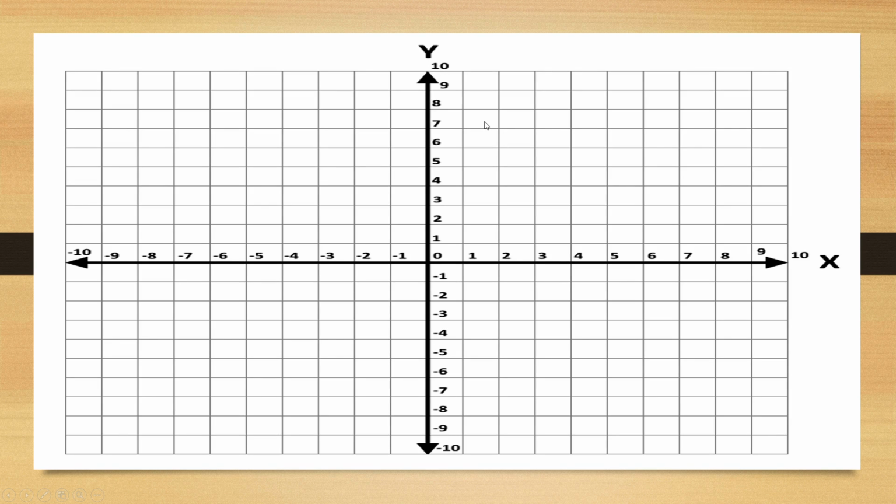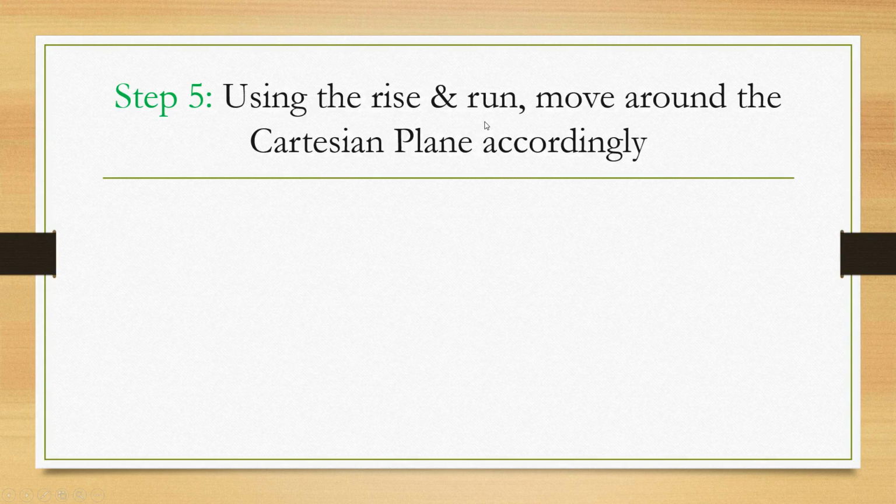Here is our Cartesian plane. Our y-intercept was negative 3, meaning that is where our first point would be plotted. Step 5 is to then use the rise and run and move around the Cartesian plane accordingly. As discovered, our gradient was negative 2, meaning our rise and run was negative 2 over 1.